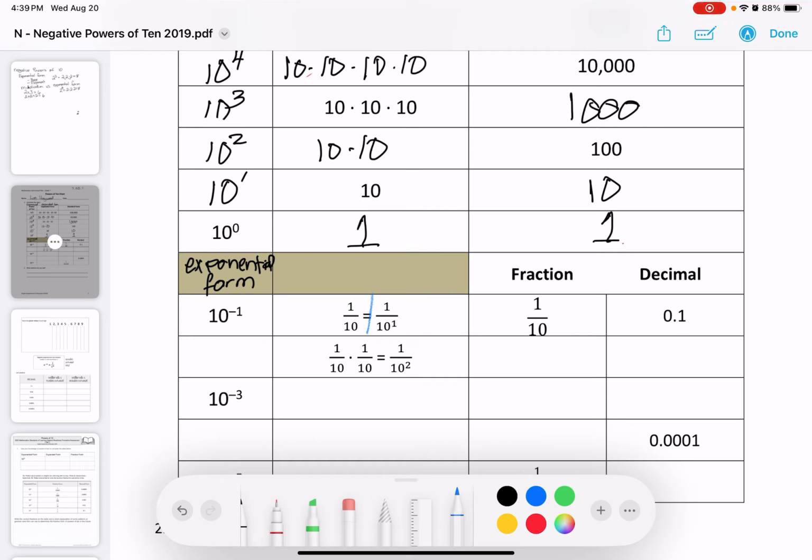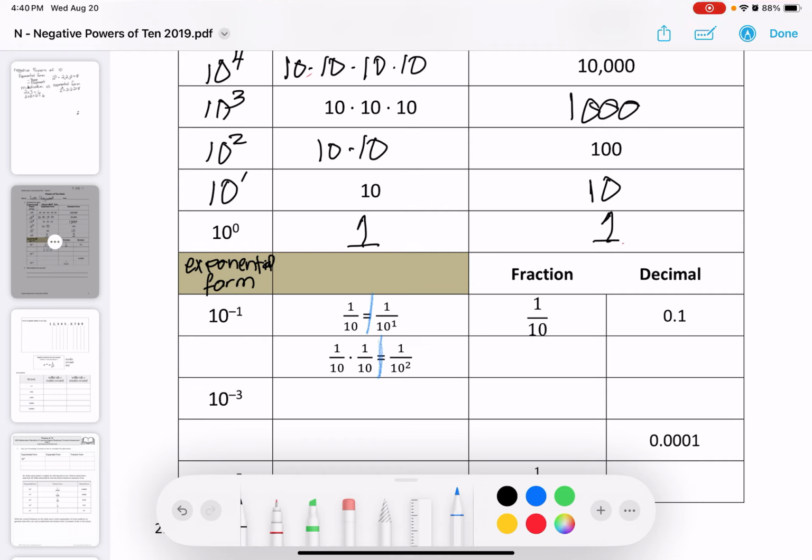we have 1 over 10, and then we have 1 over 10 to the 1st power. So students also have to know how to write a negative exponent as a positive exponent. So let's go over 10 to the negative 1st power. So 10 to the negative 1st power as factors is 1 divided by 10, or 1/10. As a fraction, so this is our standard form.